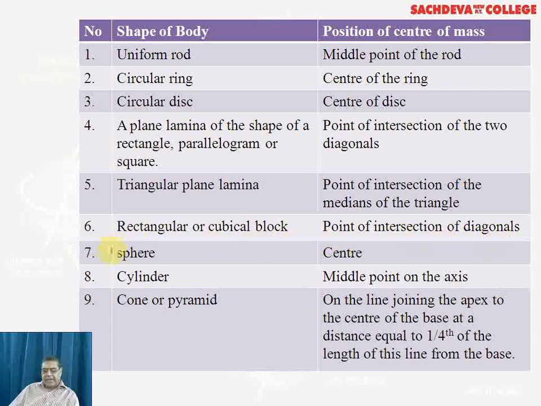Now sphere, it is again a definite shape. So the center of the sphere is the center of mass. We come towards the cylinder, that's a definite shape. So the middle point on the axis of the cylinder is called the center of mass. And now we come towards the cone or a pyramid. In that case, on the line joining the apex, that is the vertex, to the center of the base, at a distance equal to 1/4 of the length of the line from the base, that point is called the center of mass.